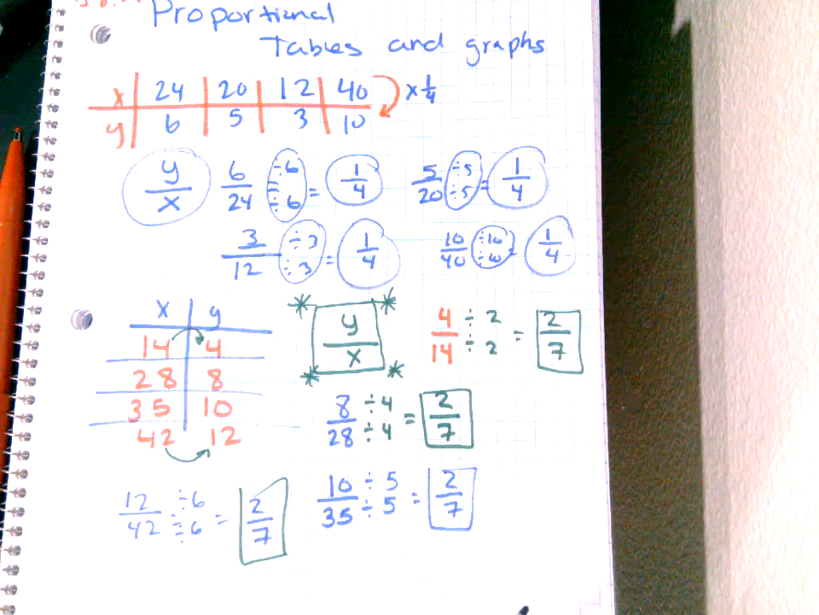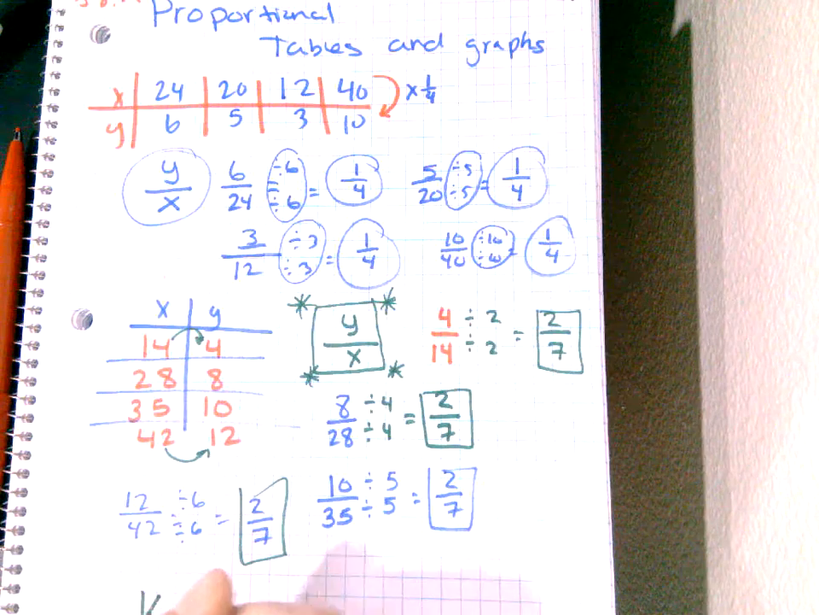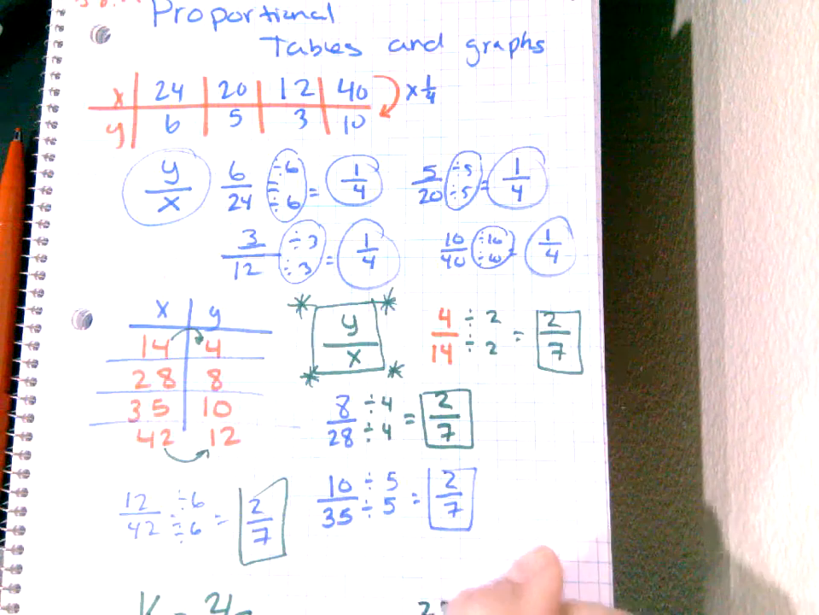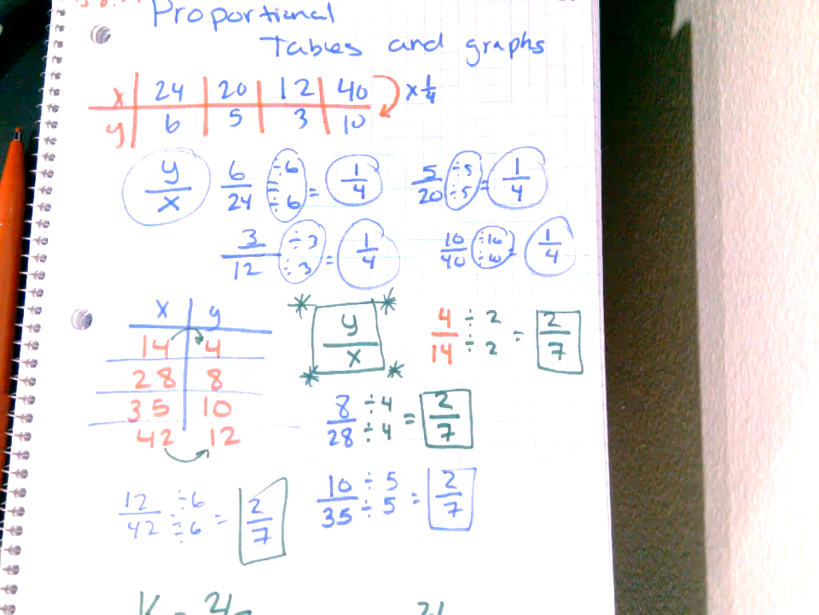On purpose? No. It's called the constant of proportionality. So k would equal 2/7. So therefore my equation would be y equals 2/7 x.